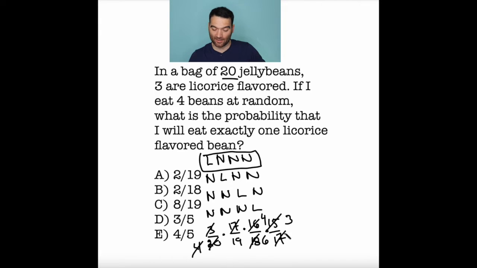And so what do I get? I can still cancel. The 3 cancels out with the 6, so I have a 2 down there. The 4 cancels out with the 2, so I'm left with a 2 up here out of 19. So the probability of this happening is 2 out of 19.